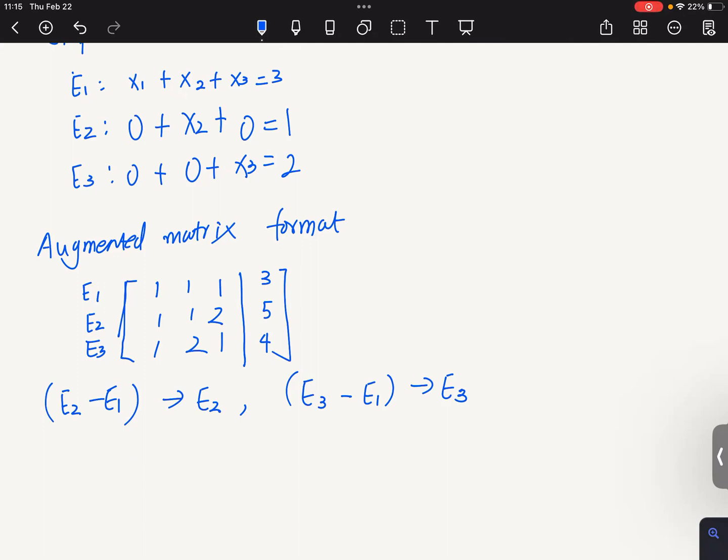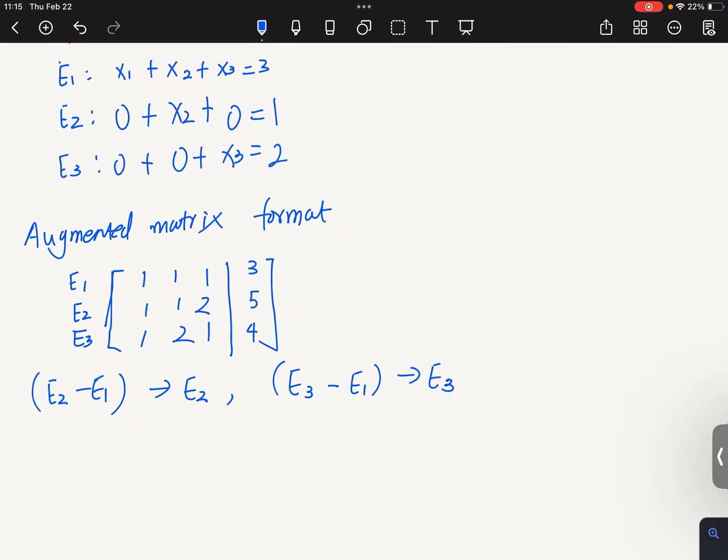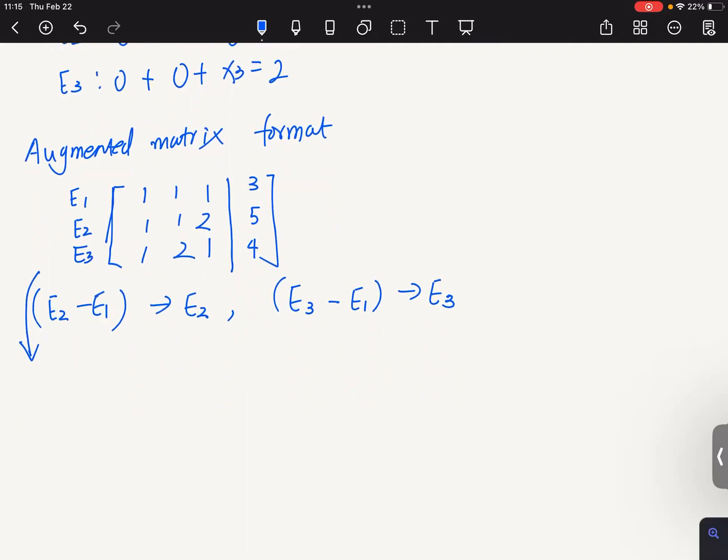You get the new updated matrix. It looks like this: 1, 1, 1, and then 3 is still 3, because we don't change equation 1, row 1. For row 2, we use row 2 subtract row 1 to replace row 2. I use this to subtract this, and I got 0. I write the result here. I use this 1 subtract 1, and I got 0 here. 2 subtract 1, and I got 1.